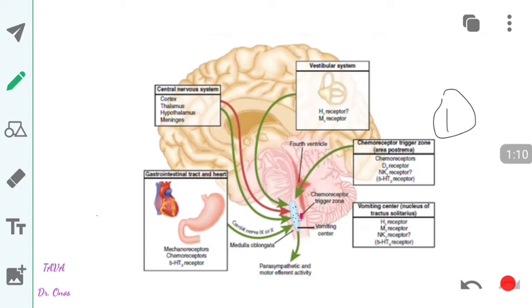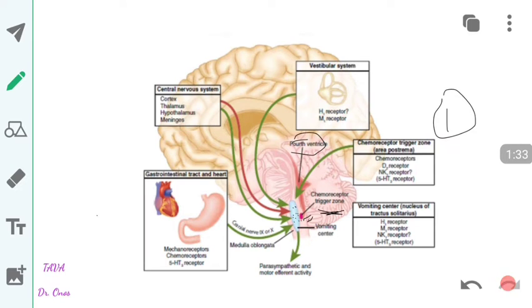The chemoreceptor trigger zone is an area just close to the vomiting center. You could see it here, where the red dot is. It's close to the fourth ventricle, which you're seeing here outlined. And this area is called the area postrema. That's the area where the chemoreceptor trigger zone is found.